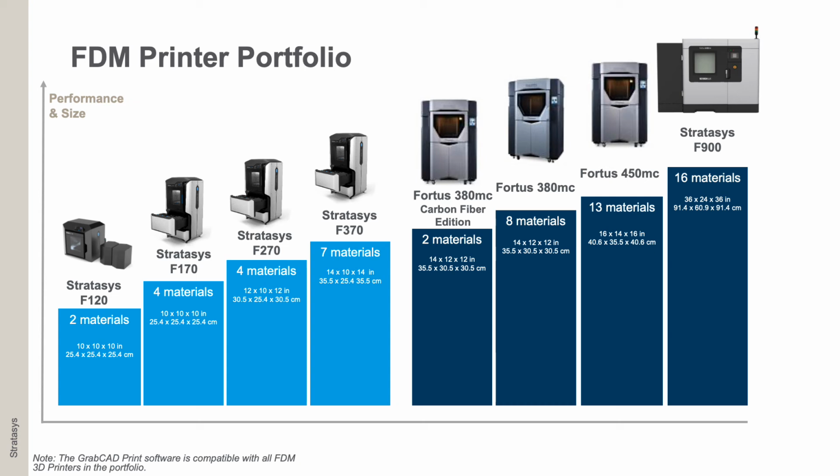On the right side of the chart are Fortis printers and the largest FDM printer, the F900. These printers offer larger build envelopes and are capable of printing a wider variety of thermoplastics. The Fortis 380MC Carbon Fiber Edition uses ASA and FDM Nylon 12 carbon fiber materials exclusively. We'll talk a little bit more about FDM Nylon 12 carbon fiber in the following slide. At the far right is the F900 with a generous build chamber.